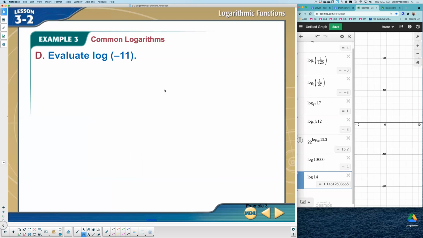I'm sorry. One more time. There's the hidden base 10 to the power of x equals negative 11.